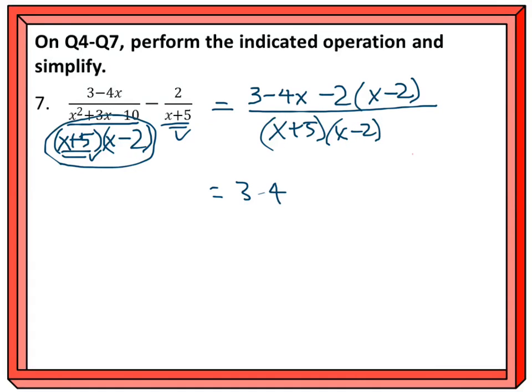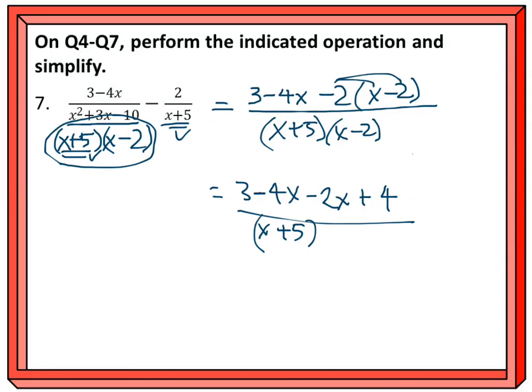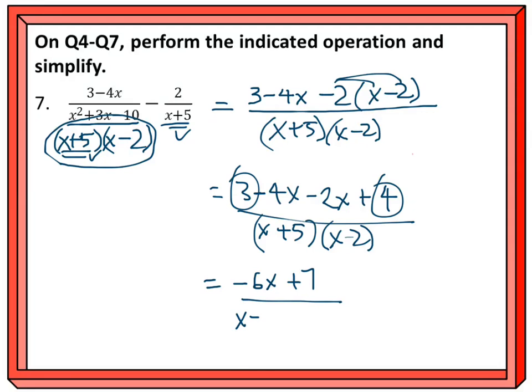So 3 minus 4x. Another common mistake here was not distributing the negative with the 2. Maybe you got it on the first one, negative 2x, but then missed it on the second one, that this should be a plus 4, not minus 4. Okay, over x plus 5 times x minus 2. And then combine our like terms up top. We have a negative 6x, and then the 4 and the 3 make plus 7, over our common denominator of x plus 5 times x minus 2. And no sweat, we're done.